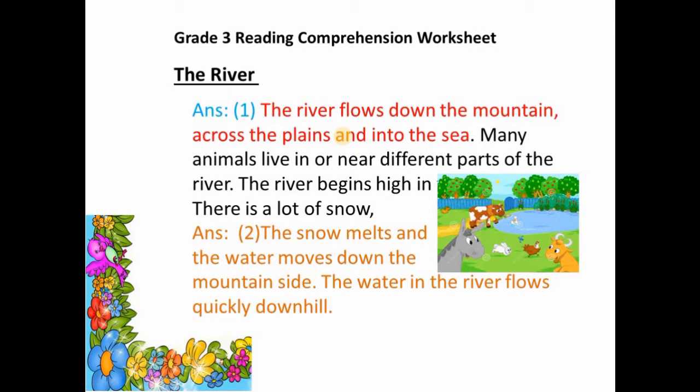Question number 2. What does happen when the snow melts? So just try to find the answer. It's over there. The snow melts and the water moves down the mountainside and the water in the river flows quickly downhill. So find the answers and just underline them or highlight them.